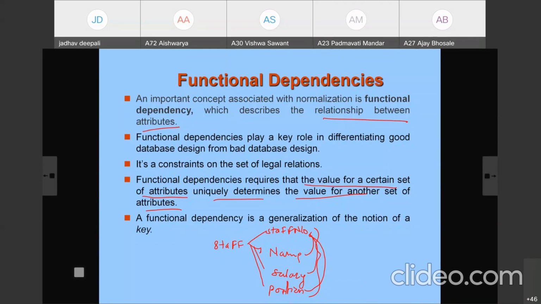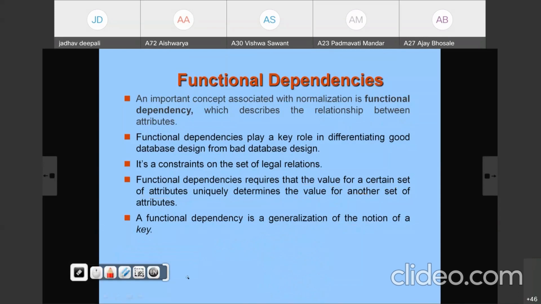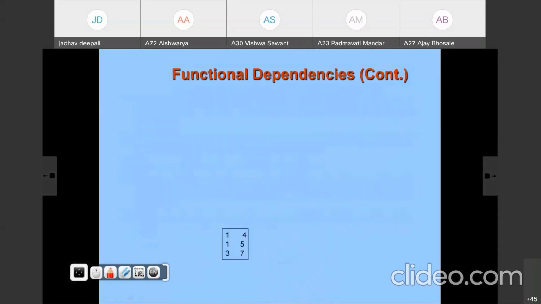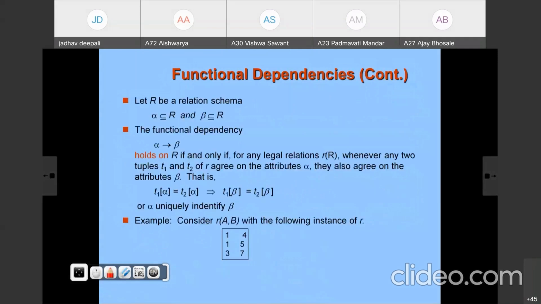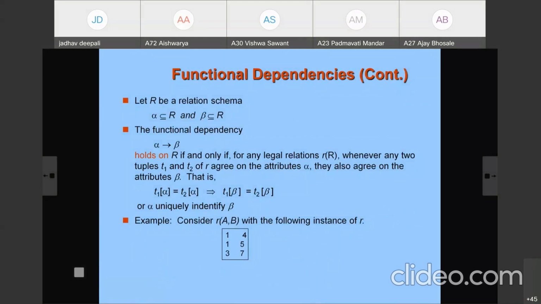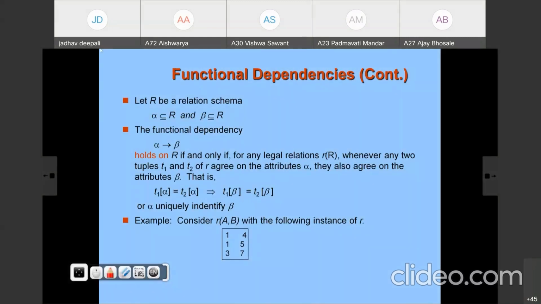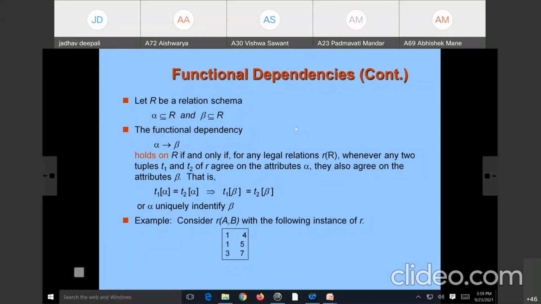So a functional dependency is a generalization of the notion of a key. With the help of functional dependency, we can identify the keys also, candidate key and then primary key. Now see the mathematical definition of functional dependency. In mathematical terms, how do we define the functional dependency?